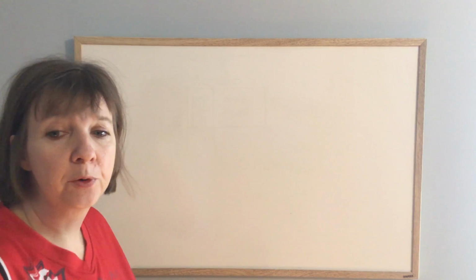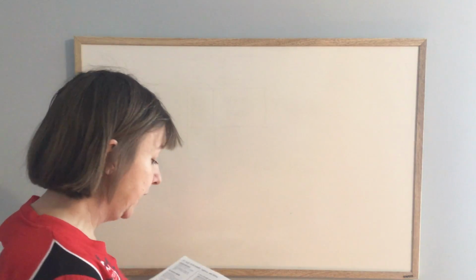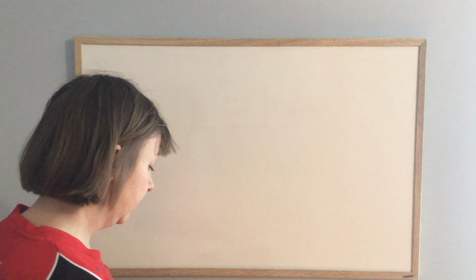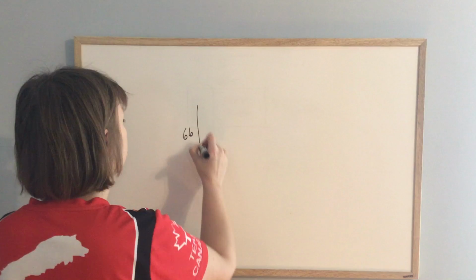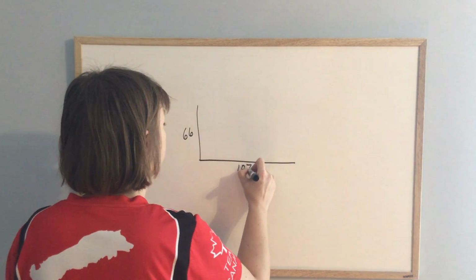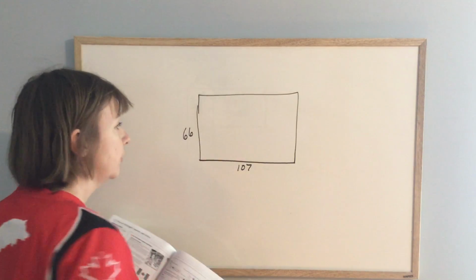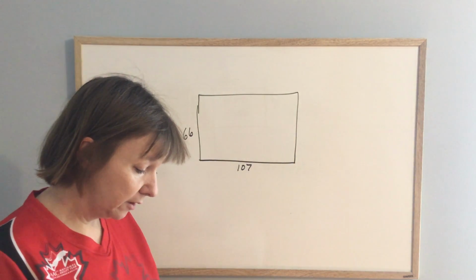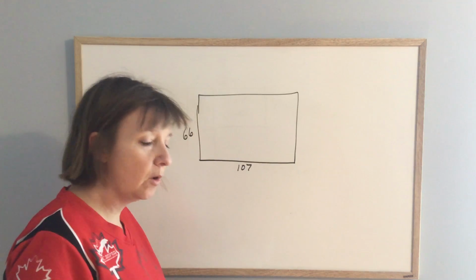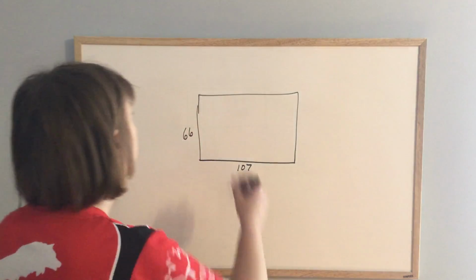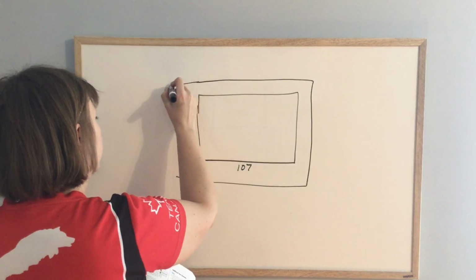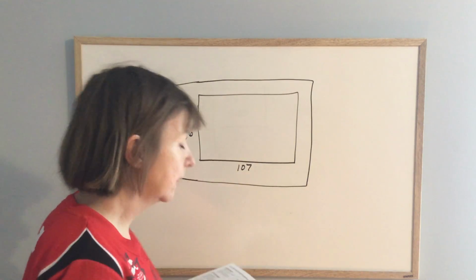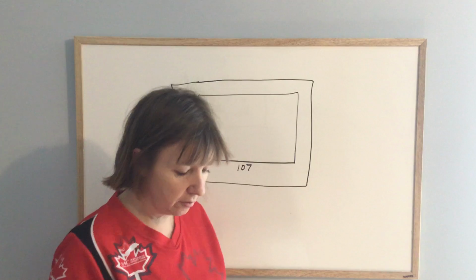The other one that you asked for was number 9. Now number 9 stumps a lot of people. It says that you have a rectangular lot that is 66 by 107. So let's say this is 66 and this is 107. So you have this rectangular lot, and then they put a sidewalk around it. So now there's a sidewalk surrounding this lot. Now it's not drawn very accurately, but that's what it is.